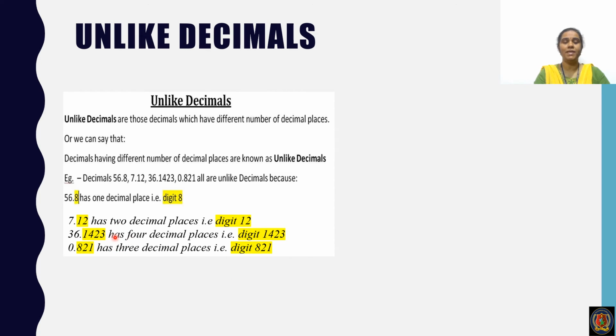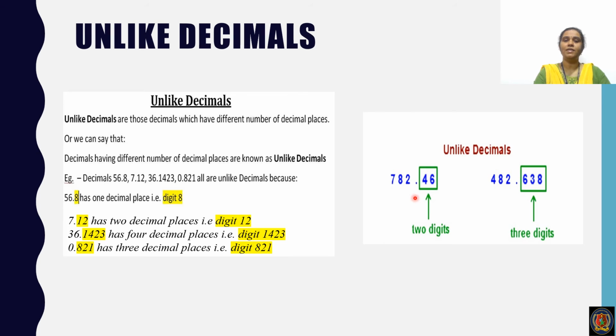The number of decimal places are not the same for these numbers. So we are saying that the numbers are unlike decimals. We call them unlike decimals. Let us see one more example. 782.46 and 482.638. Here the number of digits is 2 and the number of digits given here is 3. 2 places here and 3 places here in the decimal part. So these two numbers are said to be unlike decimals.